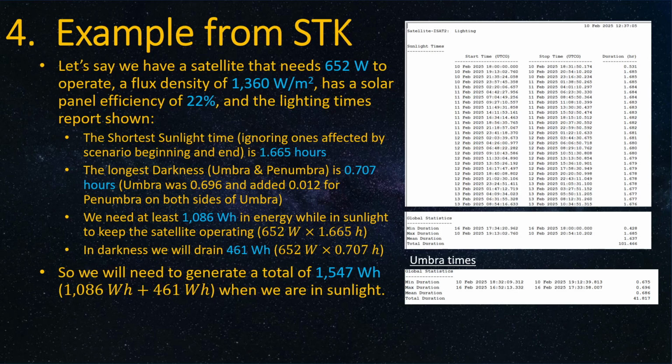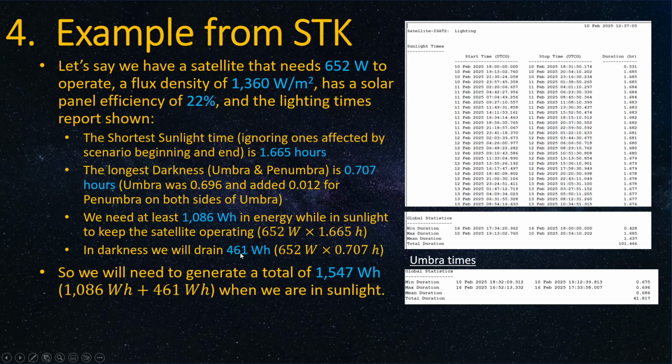So we need at least 1,086 watt hours in energy while we are in sunlight to keep the satellite operating. But remember, that number is just when we're in sunlight to keep the satellite working. In darkness, we're going to then also drain 461 watt-hours from the battery. And I've got the examples on how I'm running through that. So the 1086 is from 652 watts, that's how much power I need to keep the satellite on, times 1.665 hours in sunlight. Well, that comes up to 1086 watt-hours.